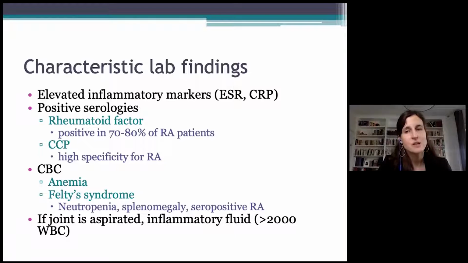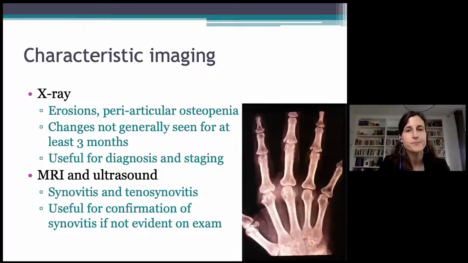Felty syndrome is uncommon. It's generally seen in, again, patients who have severe seropositive RA, but it is a syndrome of neutropenia and splenomegaly as well. If a joint is aspirated, the inflammatory fluid should be greater than 2,000 white blood cells.